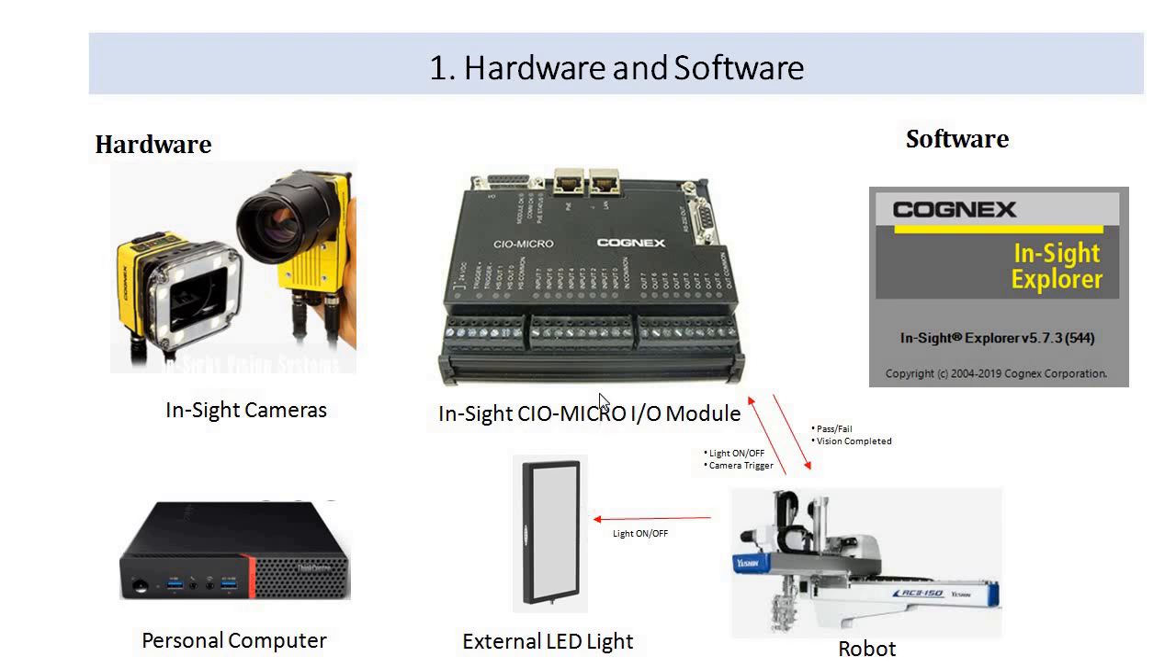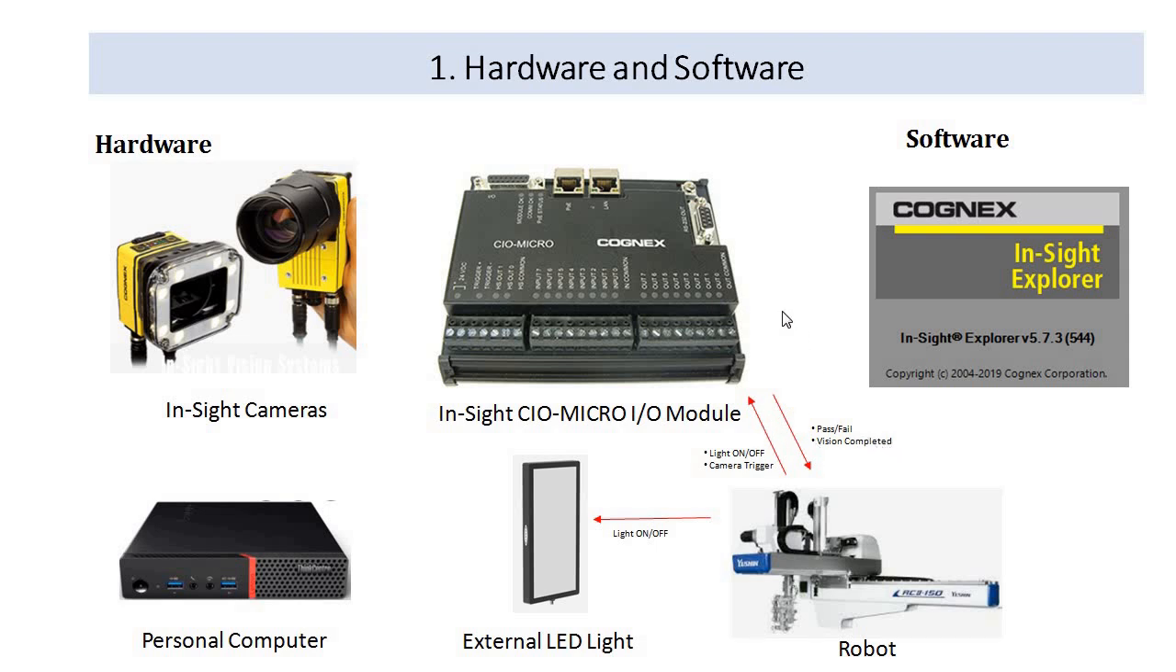The LED light is controlled by the robot for light on and off. And there are communication signals between robot and the I/O module. So the robot also sends the light on and off signal to the I/O module and the camera trigger signal. And on the other hand, the I/O module sends a pass-fail signal to the robot and the vision completed signal as well.